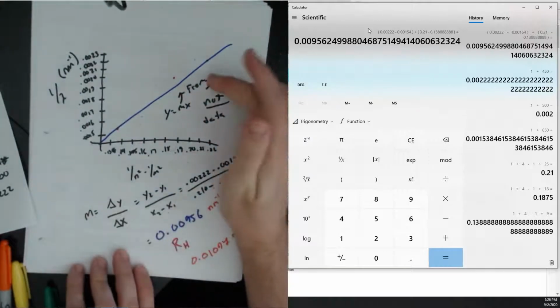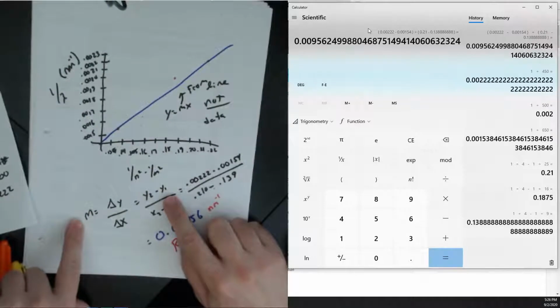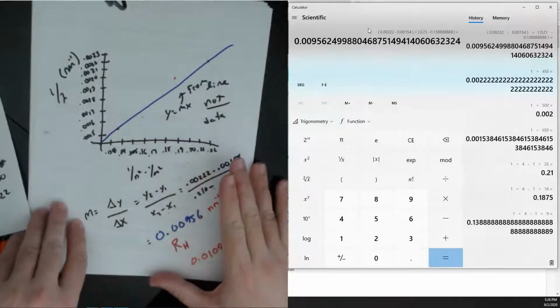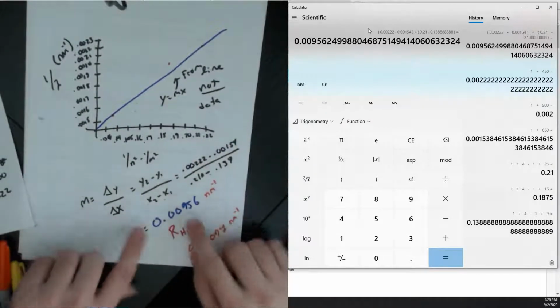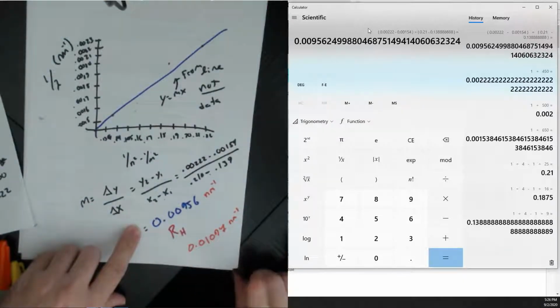You are then going to take the numbers from the line of best fit in order to find the slope of that line. Don't be confused by the fact that I'm using the letter M multiple times, okay? Or at least try not to be. The slope of that line is your estimate of the Rydberg constant, which you can then compare to the actual value of the Rydberg constant.